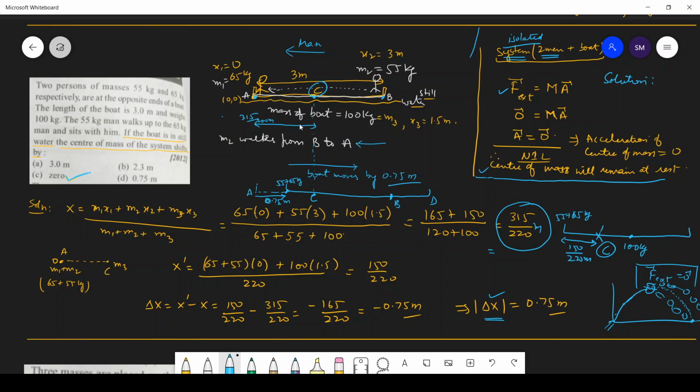If the question comes, how much will the boat move? Obviously if you are walking in this direction, the boat will move in the opposite direction. If this was point A, from A the boat has moved to this. Now by 165, this is the new center of mass. From M1 and M2, the center of mass is here.